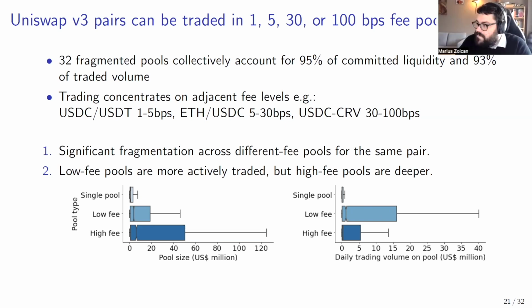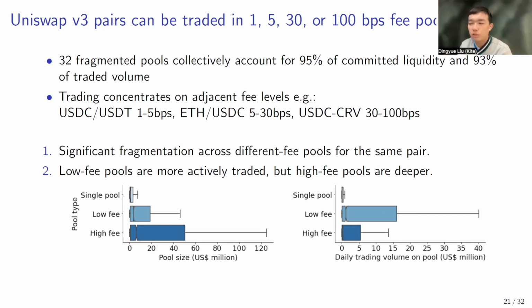Can I ask a question? So here the high fee pools are the 30 basis point and 100 basis point ones? Relatively, for each pair. Actually for each pair-day, but pretty much that's the same thing as each pair, we label low fee pool, high fee pool.